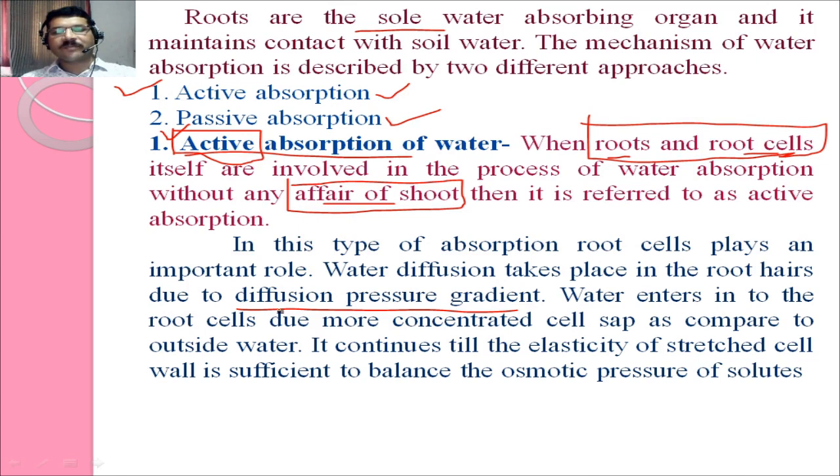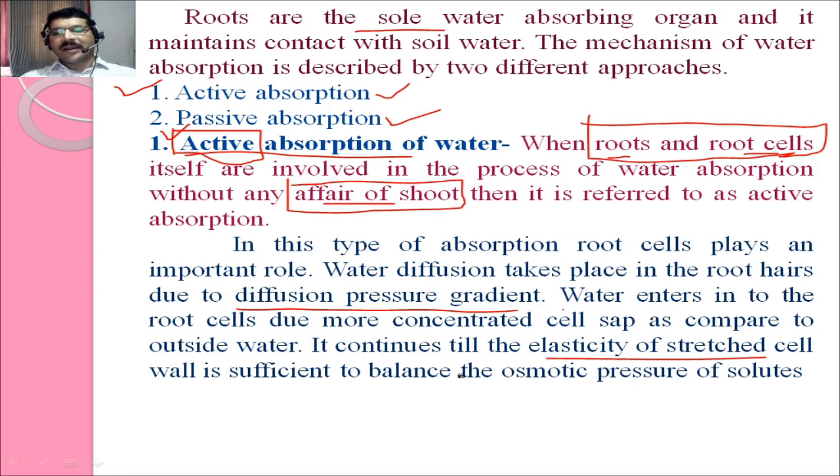So in this active absorption, what happens? We know the concentration of cell sap is higher than the concentration of outside water, that is soil water. Due to this diffusion pressure gradient, the soil water enters into the root hairs and the cells of root hairs, and this entry of water continues till the elasticity of the stretched cell wall is sufficient to balance the osmotic pressure of the solute.